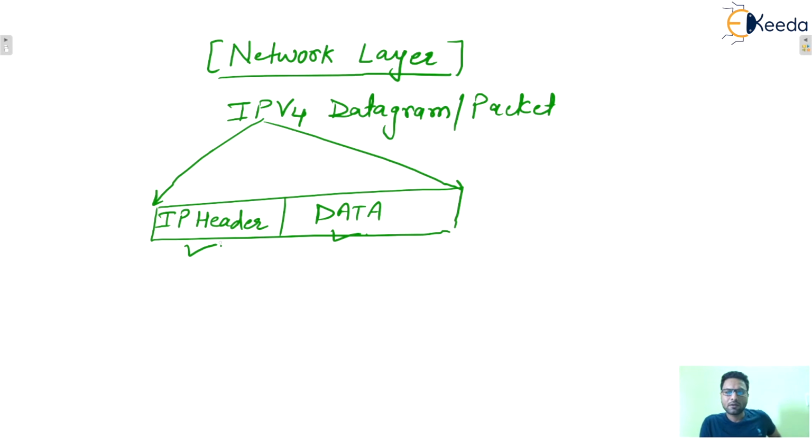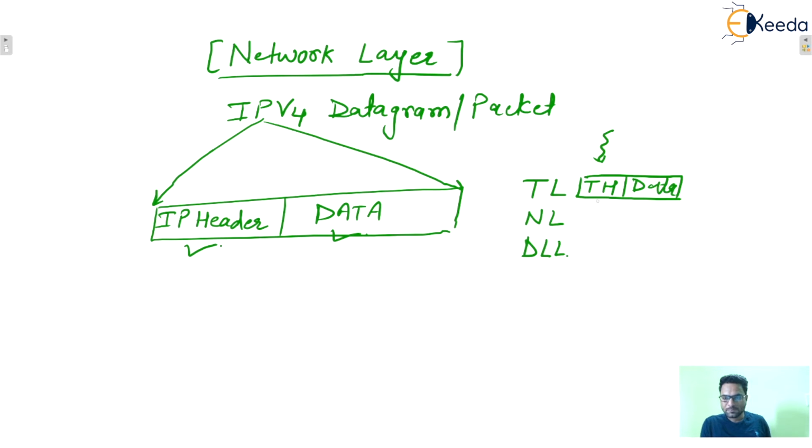Now try to listen to me correctly. Let's say this is the transport layer. After that, this is the network layer. Then let's say this is the data link layer. Whenever a packet comes to the transport layer, the transport layer will add its header. Let's say TH is the transport layer header, and this is data.